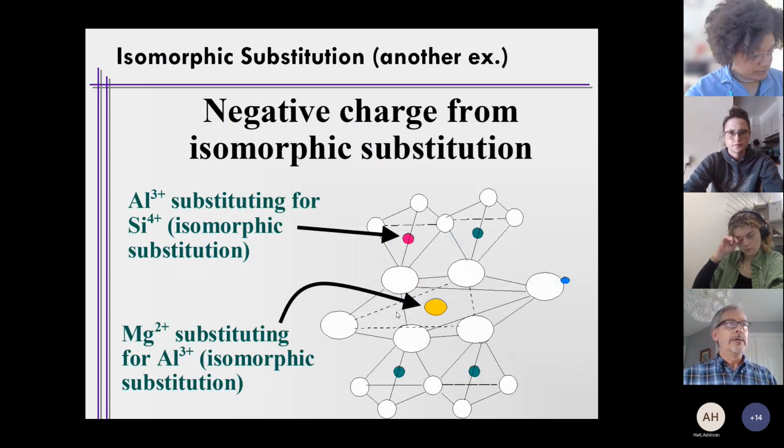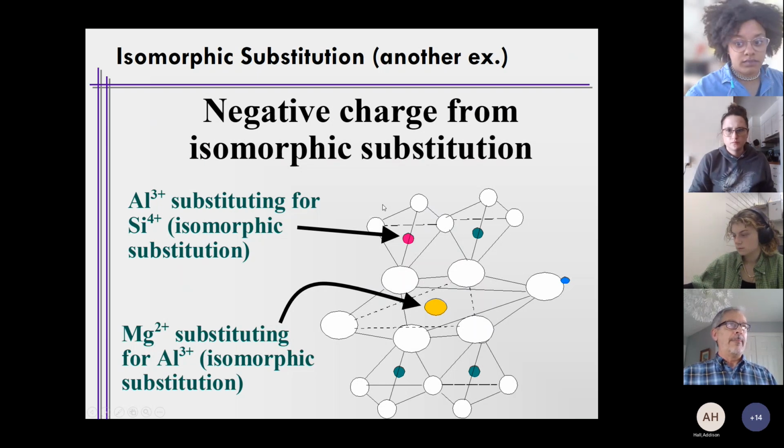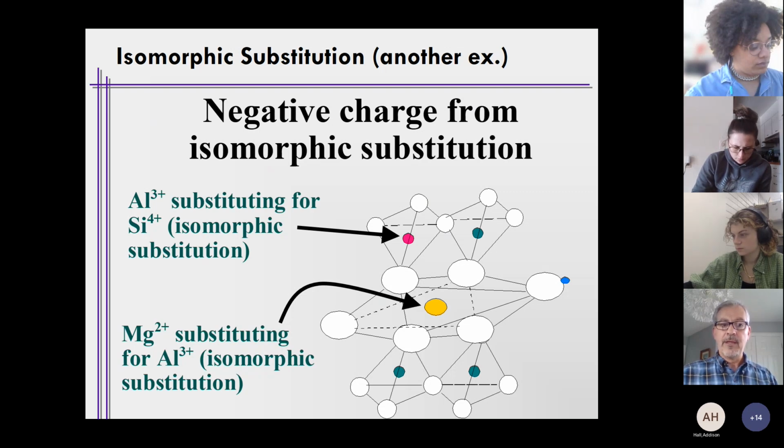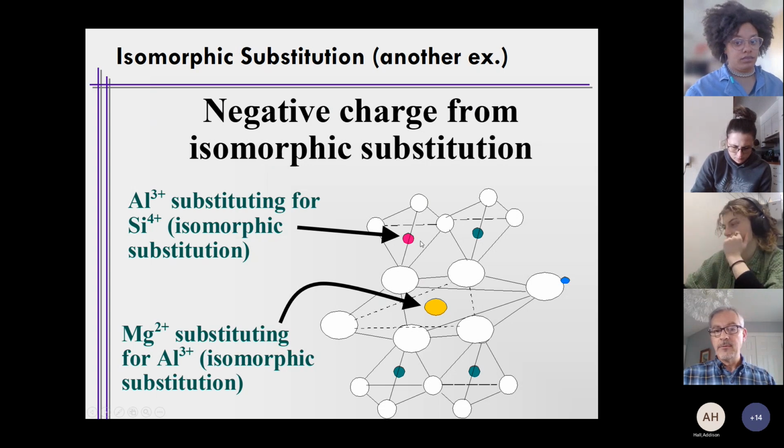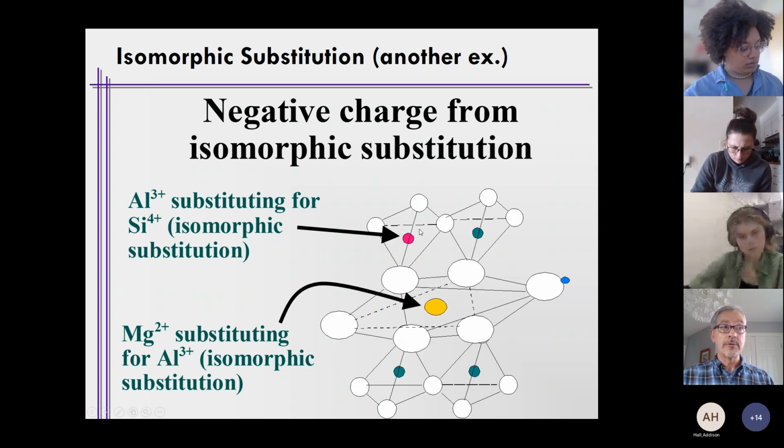Here's another example. It's not as pretty as the last one, but this is an example of negative charge that arises from isomorphic substitution. So the replacement of an original ion with something that's the same size, but a different charge. And so what we typically see in the tetrahedral sheets is aluminum kicks silicon out. And you start with a +4, now you're at a +3. You lose a positive charge, i.e. you gain a negative charge.